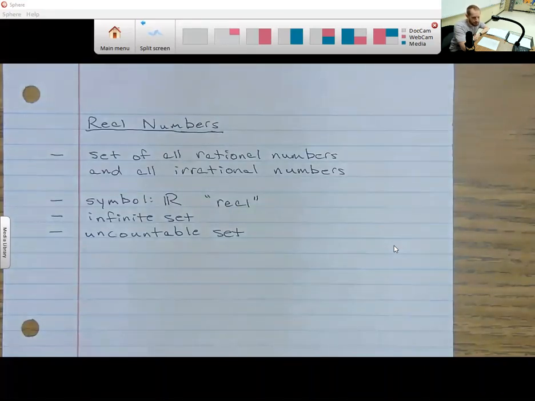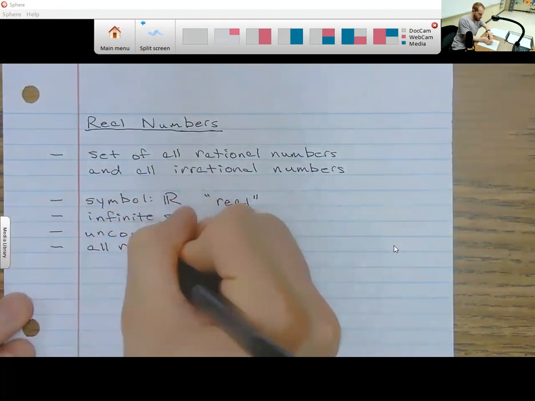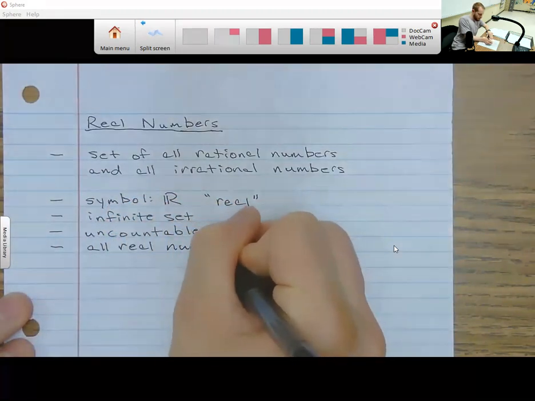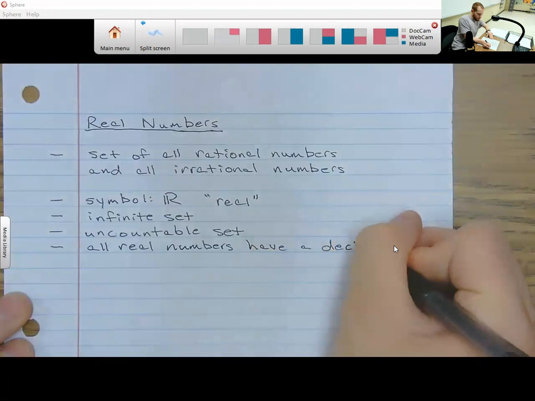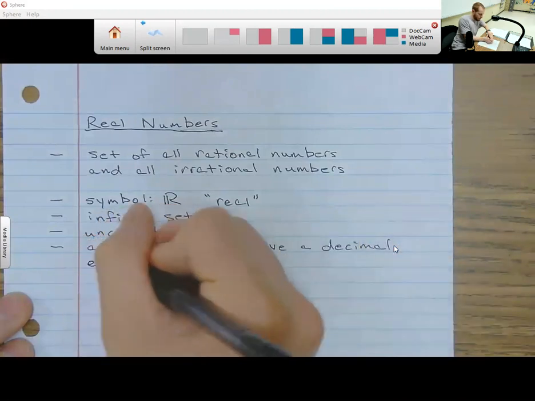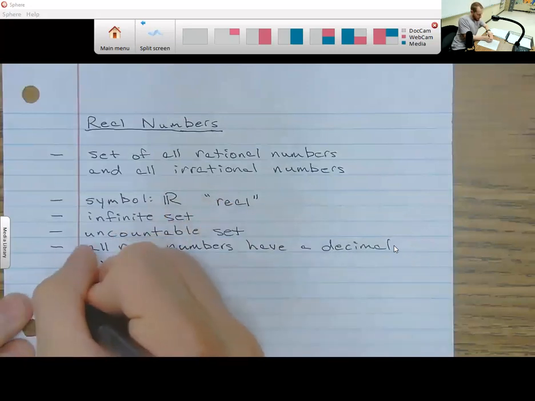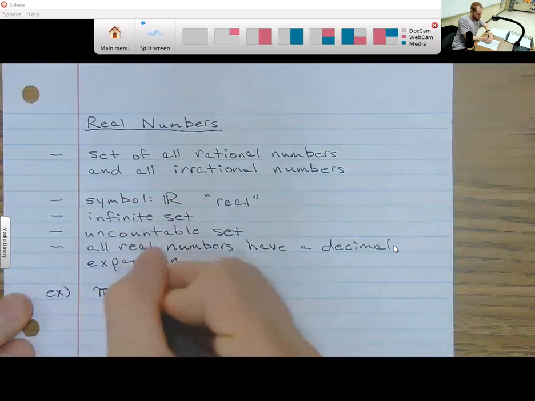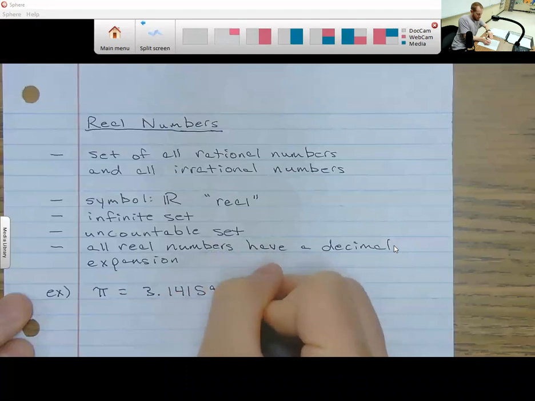Another interesting fact about the real numbers, I don't know if you've noticed it yet or thought about it, but every single real number has a decimal expansion. So all real numbers have a decimal expansion. So what's an example of that? Well, take pi, for example. Pi has a decimal expansion that's like this, right?